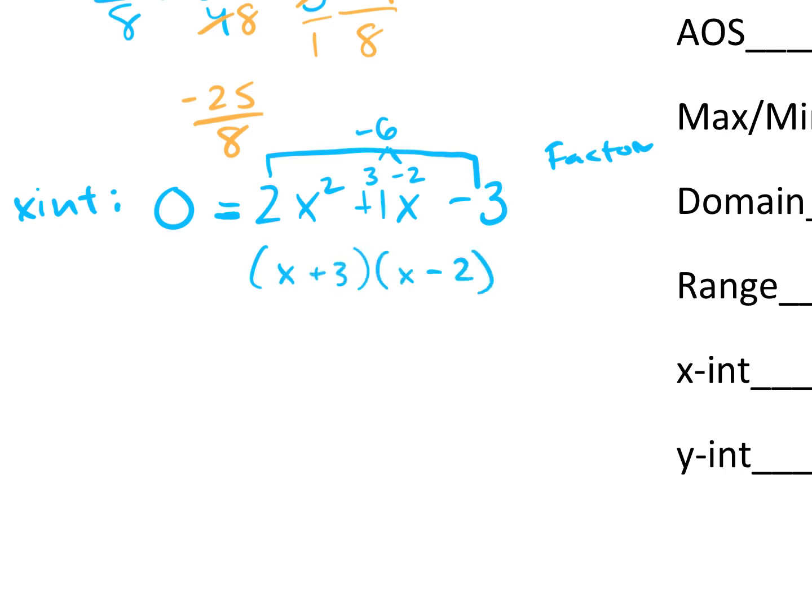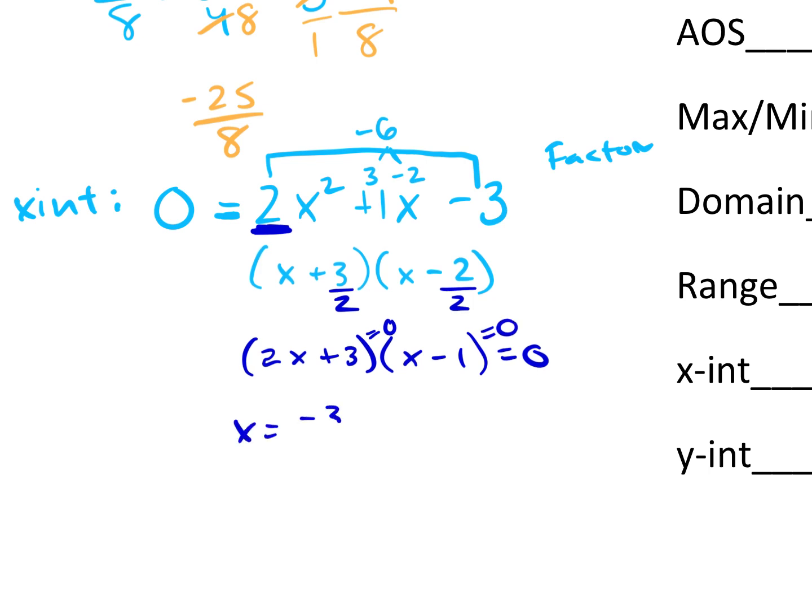What do I have to remember to do next? Divide. Don't forget, if you start by multiplying, you have to remember to divide. So we get 2x plus 3 and x minus 1. Then we solve both of these, set them both equal to 0. So we get x is equal to negative 3 over 2 and x is equal to 1.